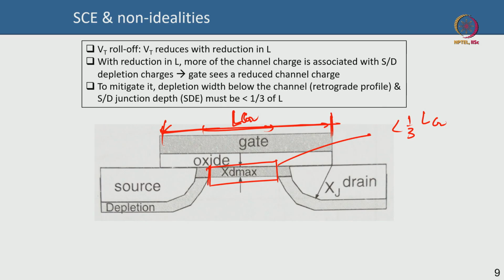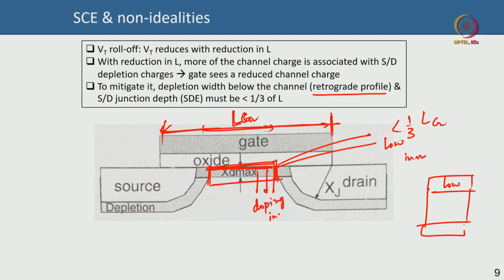How do you make that depletion below the gate less than 1 by 3? By using a retrograde profile. What does a retrograde profile mean? The retrograde profile means that in this direction the doping increases. So near the silicon dioxide interface, doping is low. As you keep going down, the doping increases. So it is a retrograde profile. So low doping on the top and then high doping at the bottom.